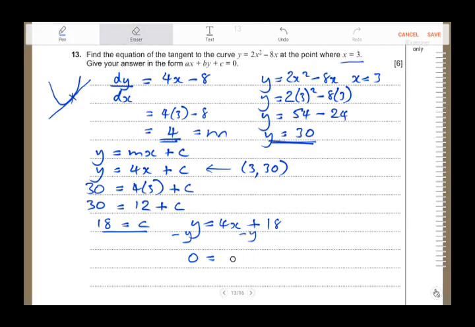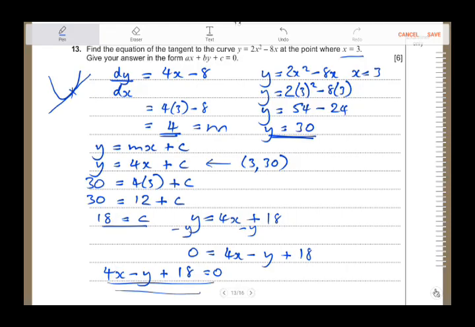Sorry, I'm just going to rub that out. I'm going to write the x first. It should be alphabetical. I'm going to write 4x minus y plus 18. And then, just so it looks exactly like they got in the question, I'm going to swap that around and write 4x minus y plus 18 equals 0. And there is the equation of the tangent in the form that was requested in the question.